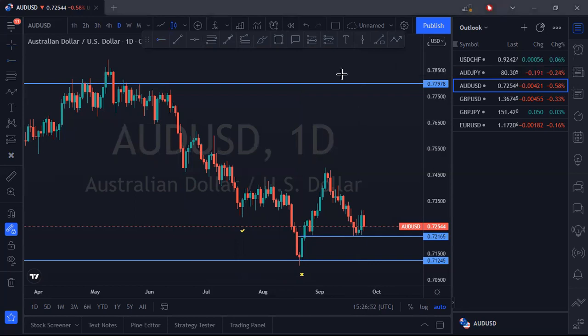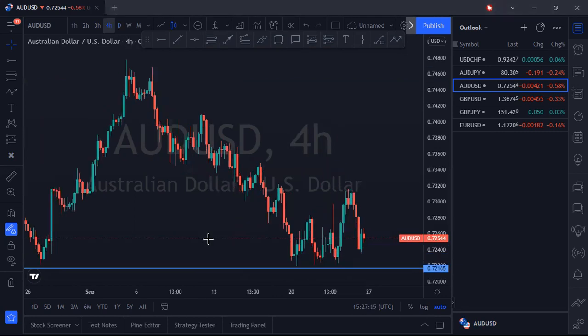Okay. So as you can see, there has been a respect in this area, trying to push price to the upside. So I'm expecting price to push to the upside as I'm seeing this. All right. Let's go to the 4-hour time frame and see what is happening.